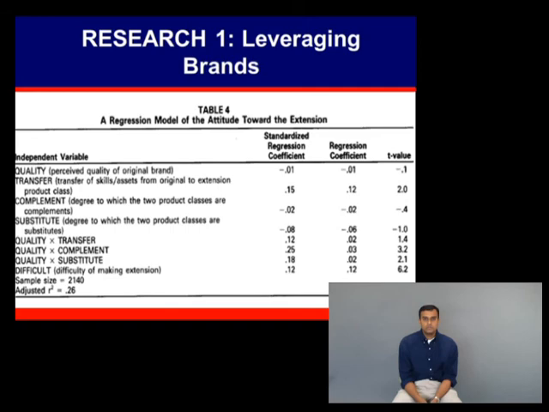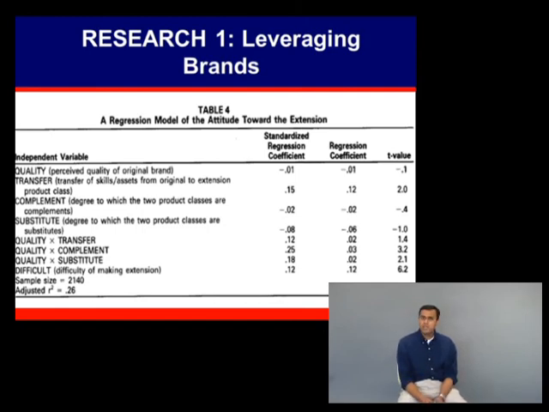Okay, so the takeaway from this is which kinds of categories can you extend to? Whatever category you choose, if it's close by, if it's a complementary product or a substitute product, you better make sure that you have high quality to start with. Second is, make sure that the product category you choose, if you're high quality, also should be a difficult product category to make. Okay, so those are the takeaways from this.